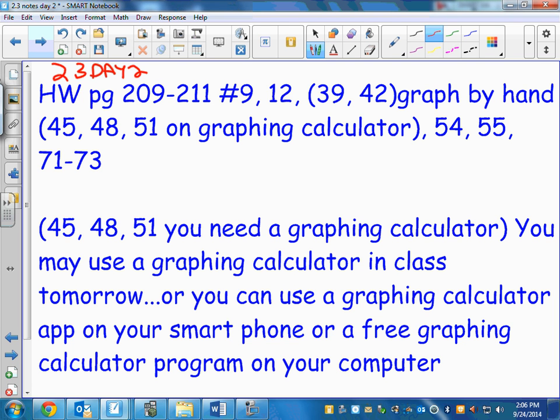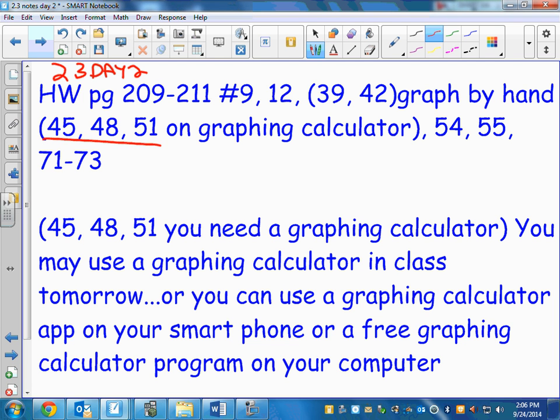This is 2-3 day 2, okay? So you're going to do 9 and 12. You're going to do 39 and 42, and the directions on those say sketch by hand, but I just put them in parentheses to remind you. 39 and 42 are like the ones that we did in class today. We're going to do all that information, take a few points, and make a decent graph. 9 and 12 are matching, so that's not so bad.